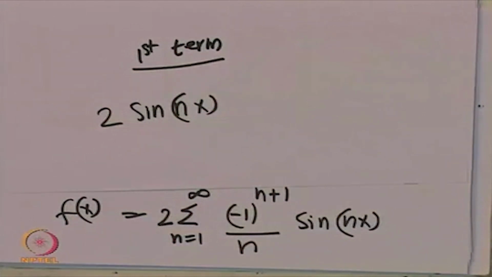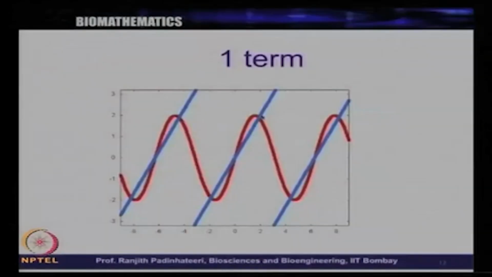So, let us plot this. If you plot this 2 sin x, you will get something like this red curve. But the sawtooth pattern will look like this, and then fall down suddenly, then again this, and again fall down. The blue curve is our function, but if you take the first term alone, what you get is this. So, the first term alone will not be able to represent these blue lines.